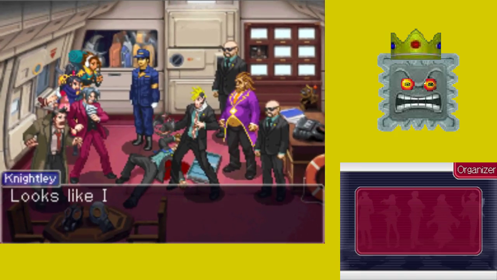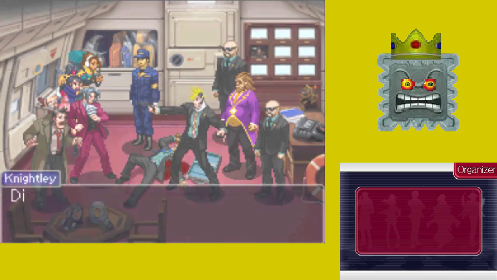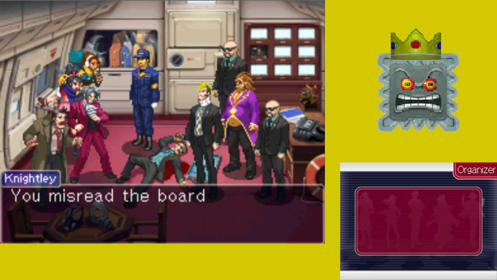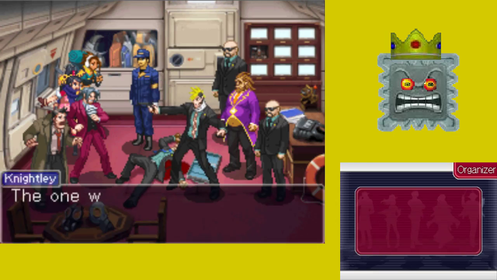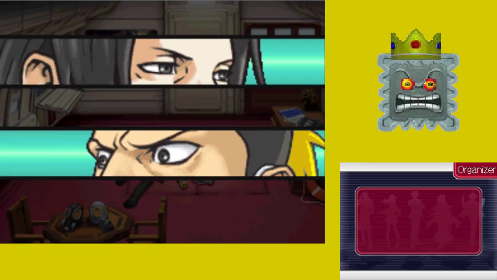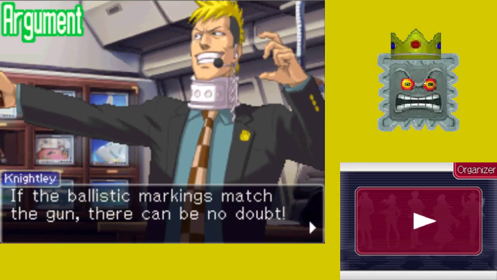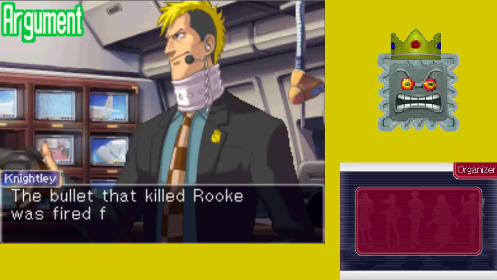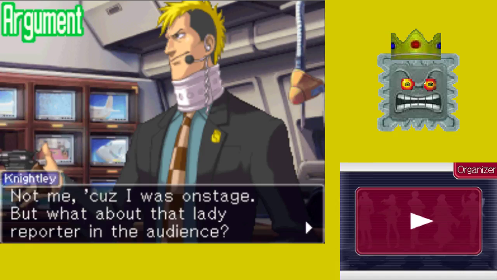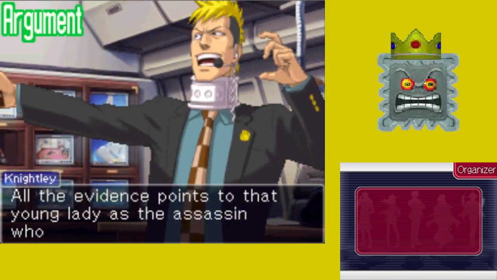Oh, that's strange. Looks like I was right after all. Naturally. Did you really think you had me cornered? You misread the board. The one who's been cornered is you! Knightley's logic. If the ballistic mark is on the gun, there can be no doubt! The bullet that killed Rook was fired from the gun you found in the audience area. Who could have used this gun? Not me, because I was on stage. But what about the lady reporter in the audience? All the evidence points to that young lady as the assassin who killed Rook.